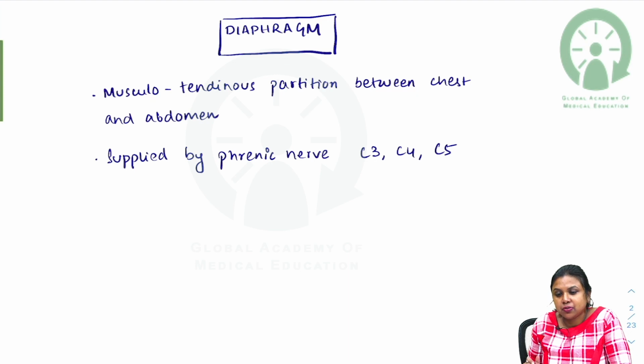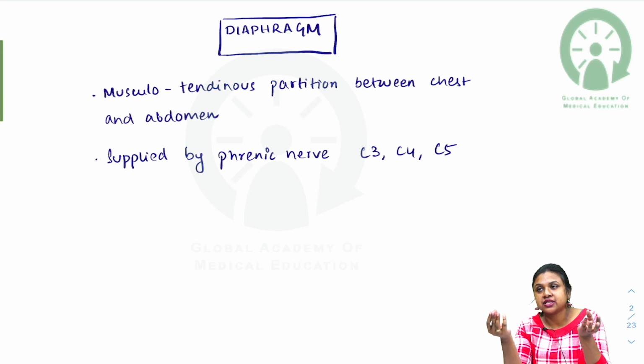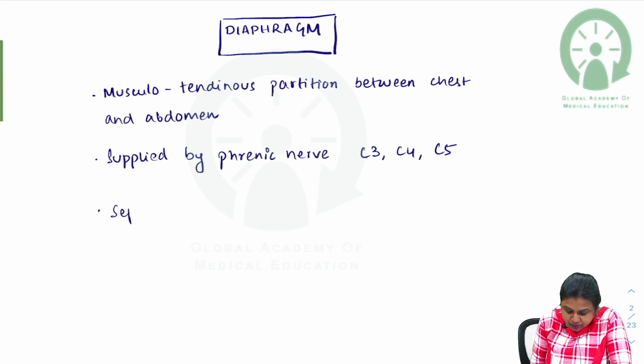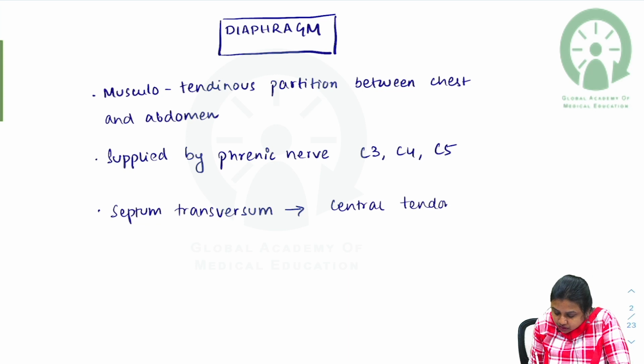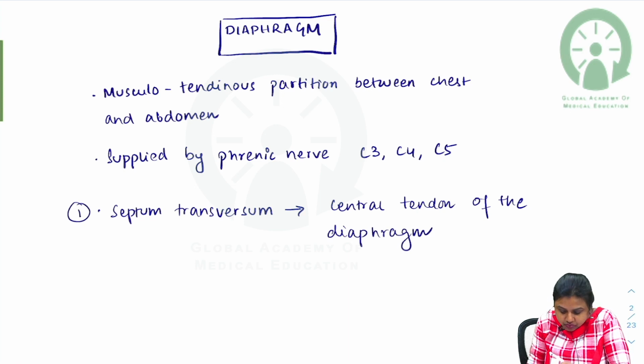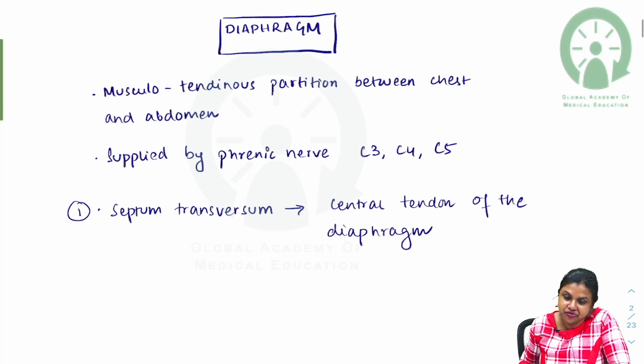So, we'll see the picture, but we'll just know very briefly what are the parts and which part results in which adult structure in the diaphragm. Right? So, we have the septum transversum. It forms the central tendon of the diaphragm. So, septum transversum forms the central tendon of the diaphragm.